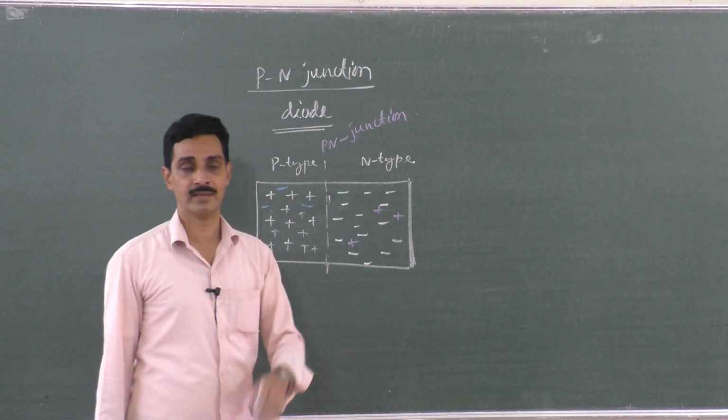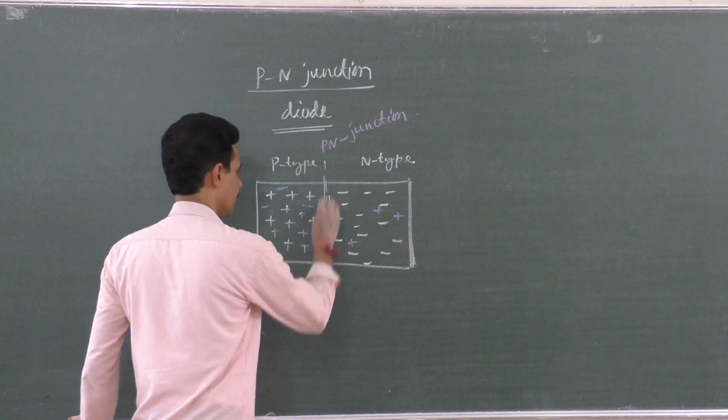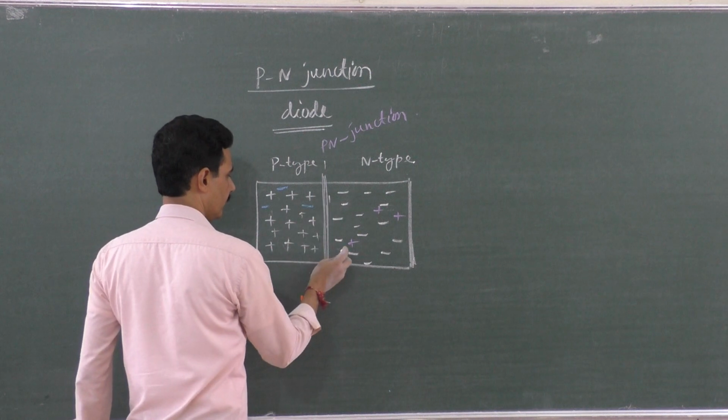n side starts. Where does it start? Mainly at the junction. Here. This starts at the junction, because here it is easy to flow, right?